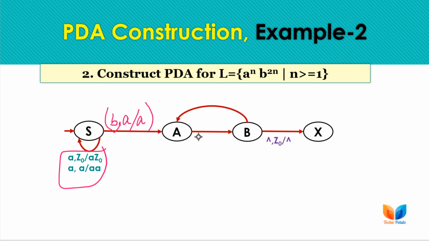Now for the second B, the stack top will be the same A that we have received here. So we will be performing the pop operation for the second B. In this way we have consumed, or read, 2 B's corresponding to 1 A. Now we are at state B, and if we have no more symbols, then we can show the acceptance.